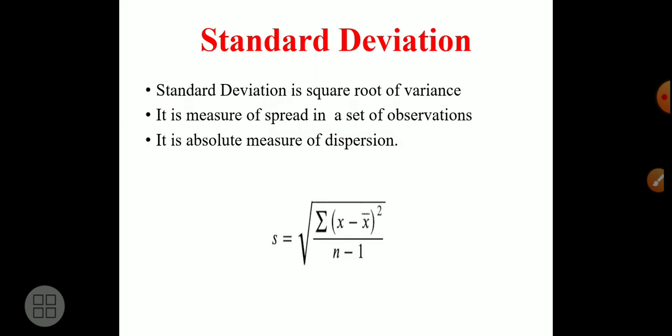Now here, my friends, we will get an idea about the standard deviation formula. This standard deviation is always denoted with the letter S, isn't it? Now standard deviation, as we have already seen, is the square root of a variance. It measures the spread of a set of observations. It is an absolute measure of dispersion. The formula is S equal to under root of summation (x minus x bar) whole square divided by n minus 1.